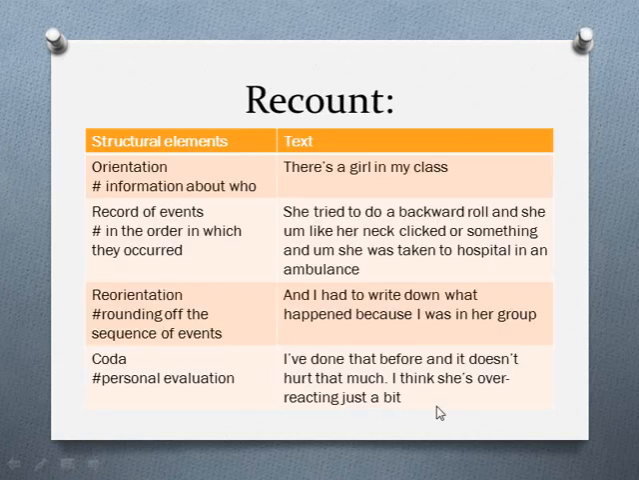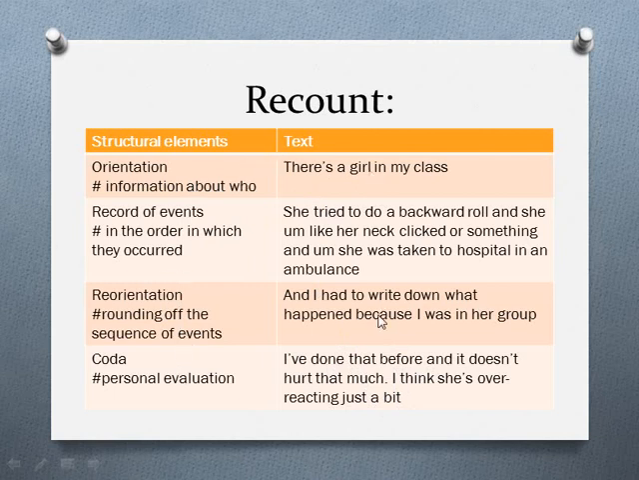Let's see the first example. This text is telling what happened to a girl. There's a girl in my class. She tried to do a backward roll and her neck clicked or something, and she was taken to hospital in an ambulance. And I had to write down what happened because I was in her group. I've done that before and it doesn't hurt that much. I think she's overreacting just a bit. This text is divided into 4 parts.